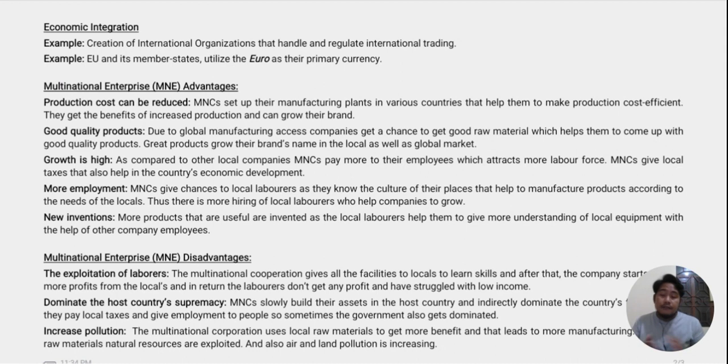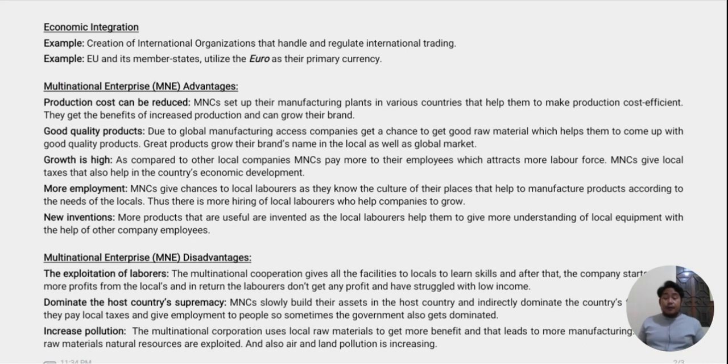Another advantage of having MNEs is that they are able to deliver good quality products due to the global manufacturing process. Access, companies can get a chance to get good raw materials which help them come up with good quality products. Now, great products will basically grow their brand name in the local market as well as the global market.